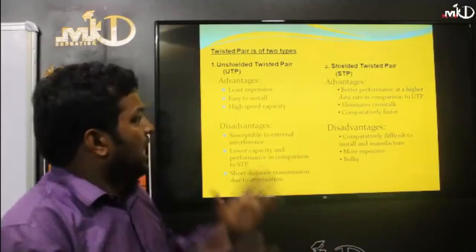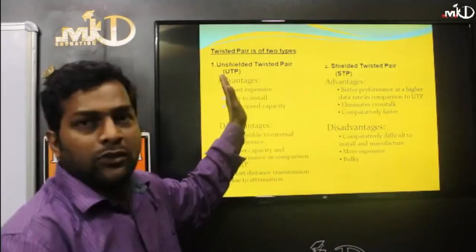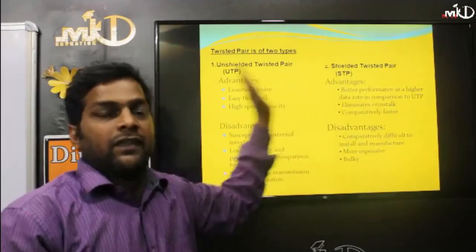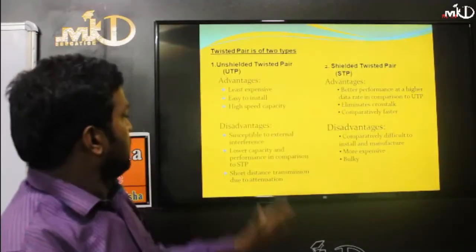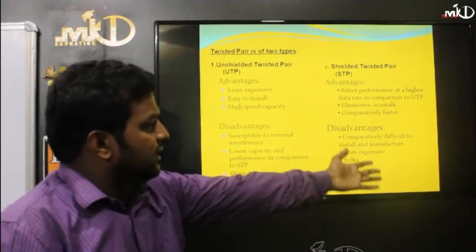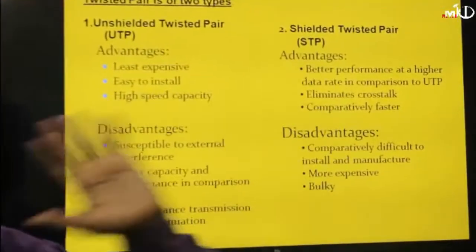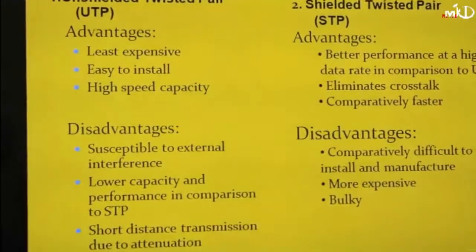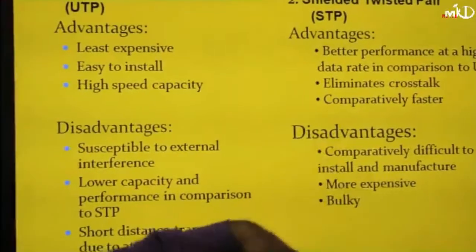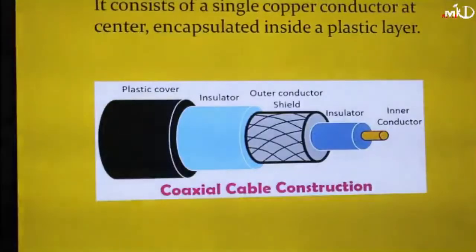So that is why a higher data rate is required. If we compare it with the UTP, then the data rate is better than the UTP. So these are the disadvantages also. Comparatively, it is difficult to install and manufacture, but once it is installed and manufactured, it will give better use. So next we will go to the part coaxial cable.